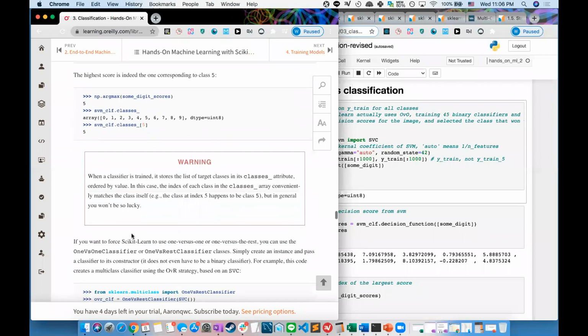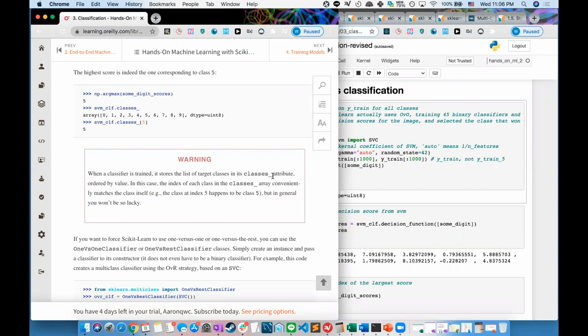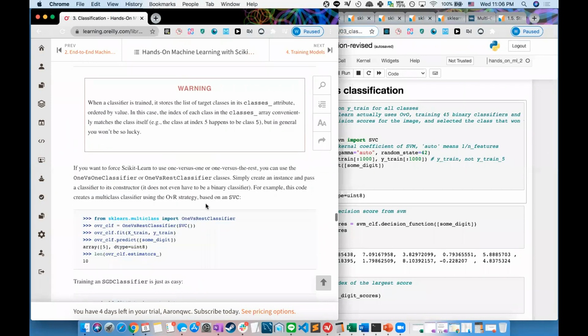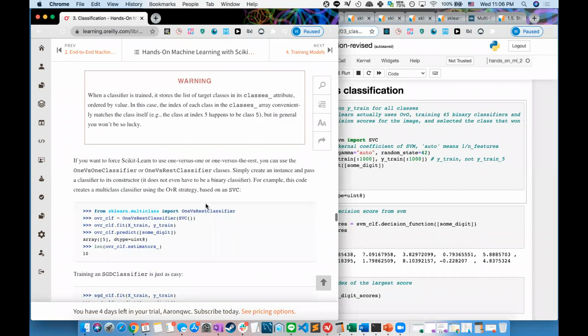Cool. So warning: when a classifier is trained, it stores the list of target classes in its classes_ attribute, ordered by value. In this case, the index of each class in the classes_ array conveniently matches the class itself. But in general, you won't be so lucky. So be careful when you do this, because we're dealing with MNIST right now, so it just happens to match. But just be careful when you deal with other use cases.